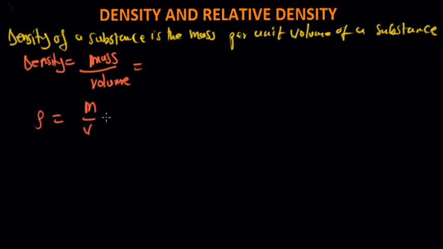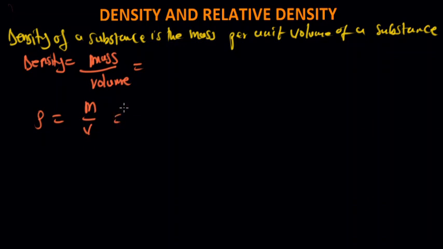So we want to know how heavy an object is, or the quantity of matter in an object in relation to its volume, the size, the three-dimensional space occupied by that substance. So this is density. If you're able to get the density, you are done.